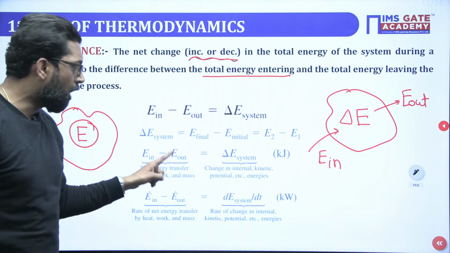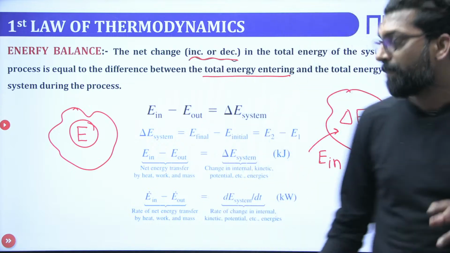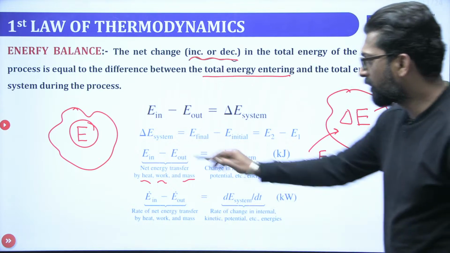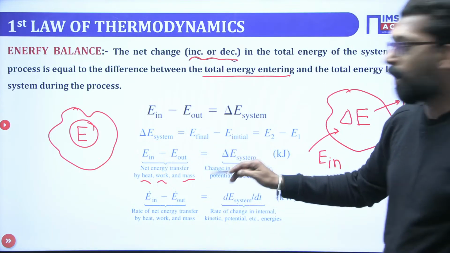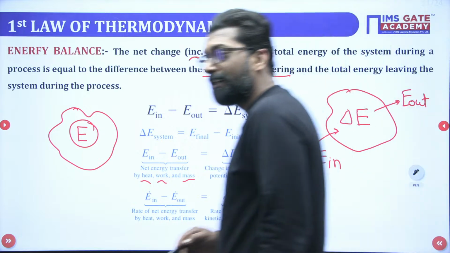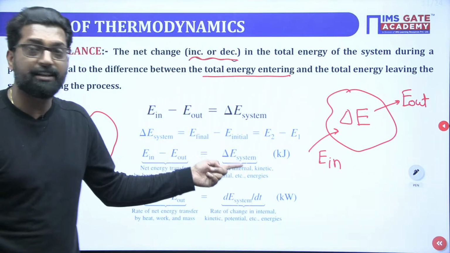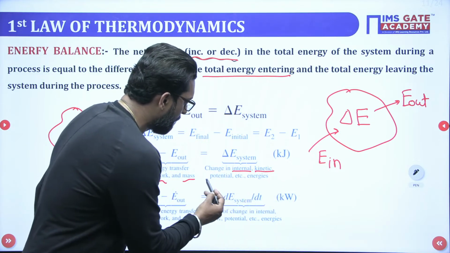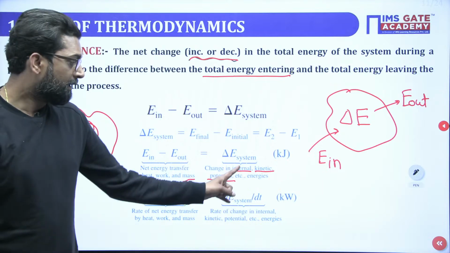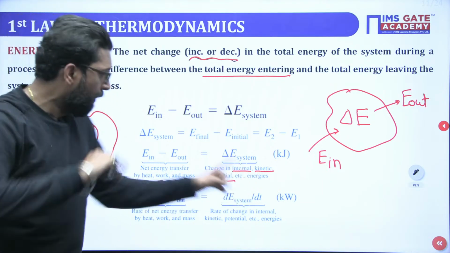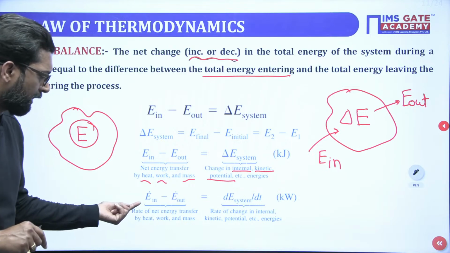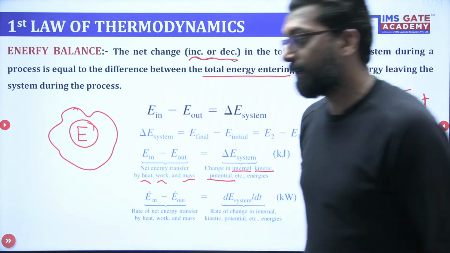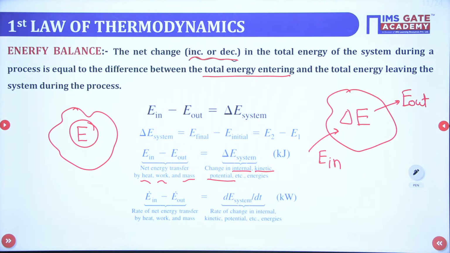So energy in or out, who is responsible to transfer this energy? Heat, work and mass. And who is responsible for the change in energy of the system? The change in energy of the system is in stored form, and that is the internal energy, kinetic energy, potential energy. Okay. Now, this is on a rate basis. The rate of energy transfer is equal to the rate of change of internal energy. Clear?